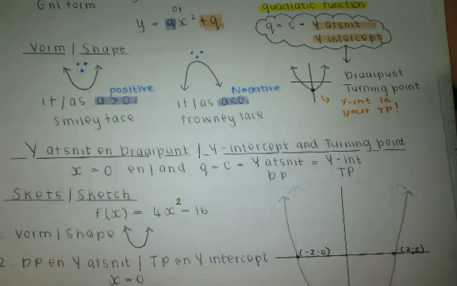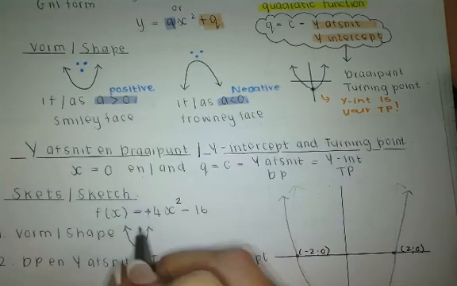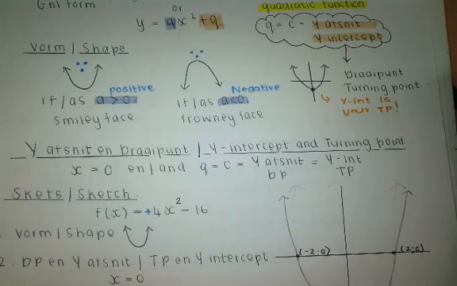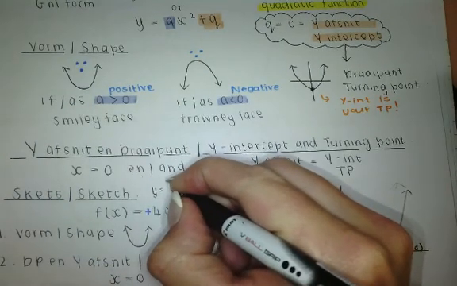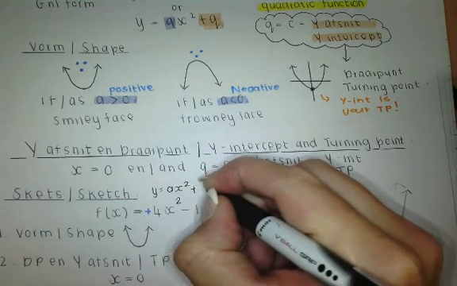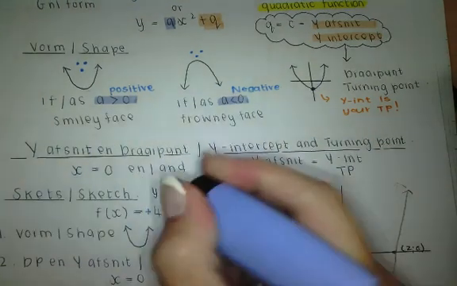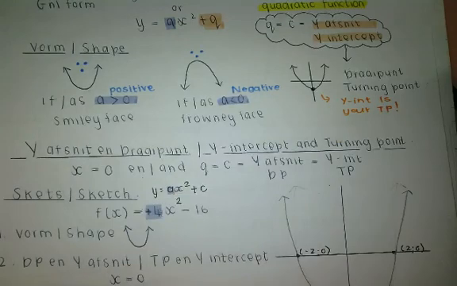Okay, so let's have a look. We can see that my A value over here is positive 4. Now if it's positive 4, it's telling me it's greater than 0. Here we've got y equals ax squared plus c. My A value is positive 4, and if my A value is greater than 0, it's telling me we're going to have a smiley face parabola. So we know it's going to be a positive smiley face.